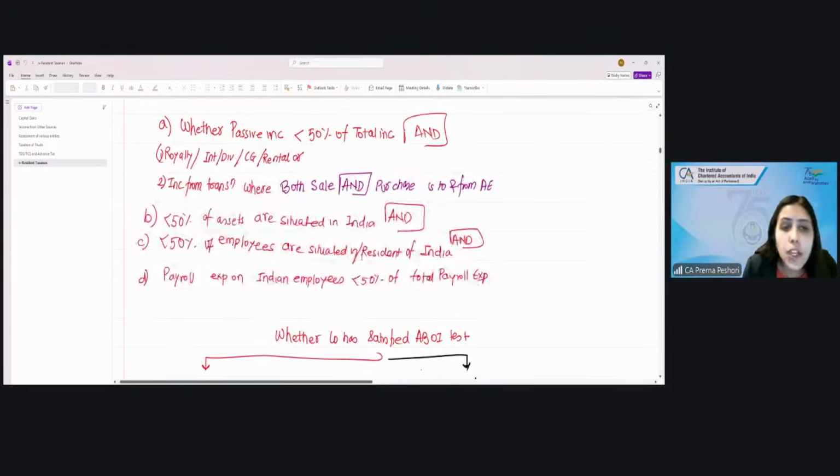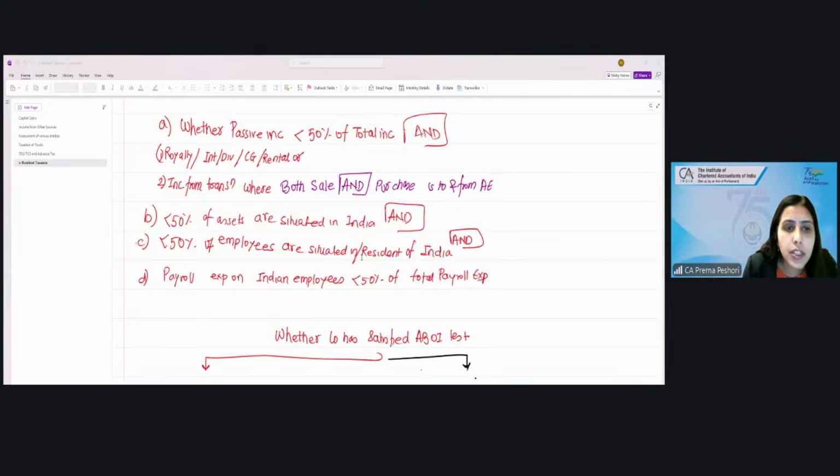Less than 50% of the employees are situated in or are resident of India. And the payroll expenses on such employees is less than 50% of the total payroll expenditure. Payroll expenditure will include the cost of salary or the pension cost, all the costs which are borne by the employer. Okay, and you have to take the average values for all of this at the opening and the closing date. So this is how you decide the ABOI test.